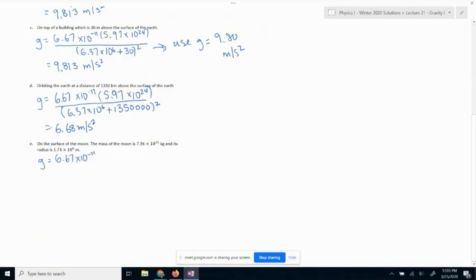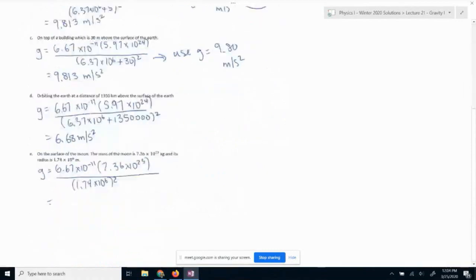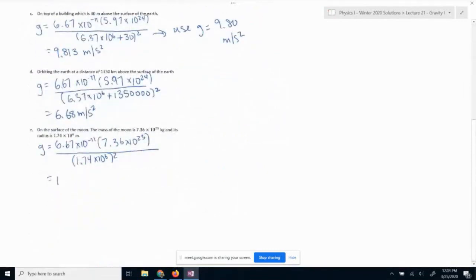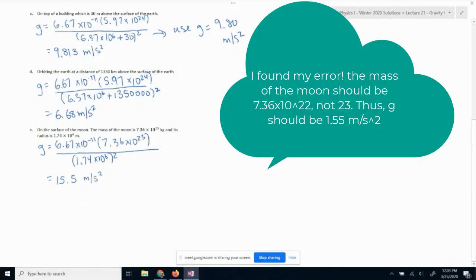6.67 times 10 to the negative 11 times the mass of the moon, which is 7.36 times 10 to the 23, divided by the radius of the moon, 1.74 times 10 to the 6, squared. So I'm getting this value here. I'm feeling a little bit uncomfortable with this number. I feel like it's a bit high. So I might have my facts wrong here about the mass of the moon or the radius of the moon. I might be off by a factor of 10 here.